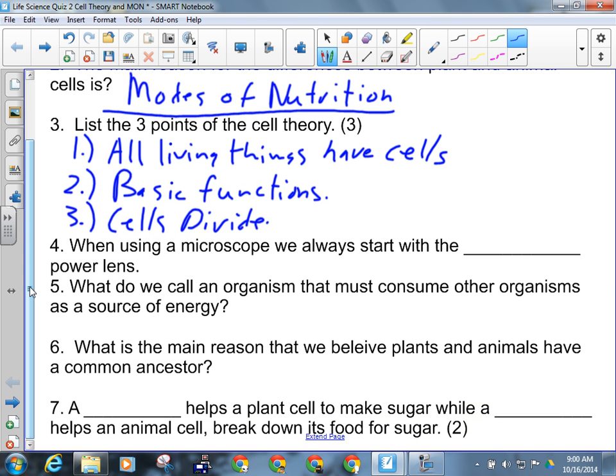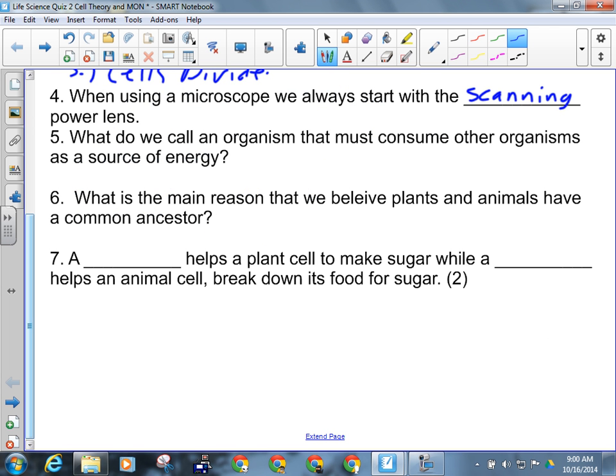When using a microscope, we always start with which lens? Scanning. So that you can scan the slide for what you're looking for. You'll be doing actually a fair amount of that today. No, it's got to be scanning. That's the technical name for it. Okay. All right, because the low power lens is actually the middle lens, right? It's the yellow one. Okay, number 5, what do we call an organism that must consume other organisms as a source of energy?